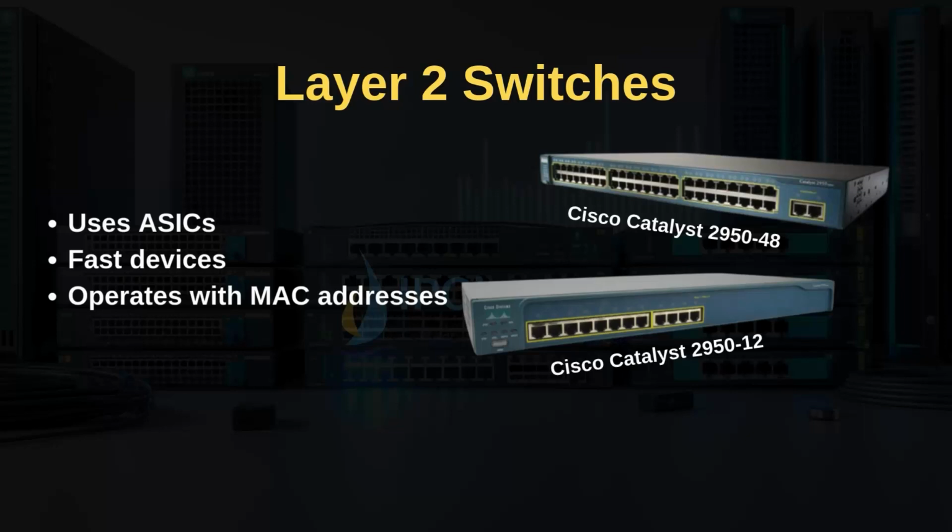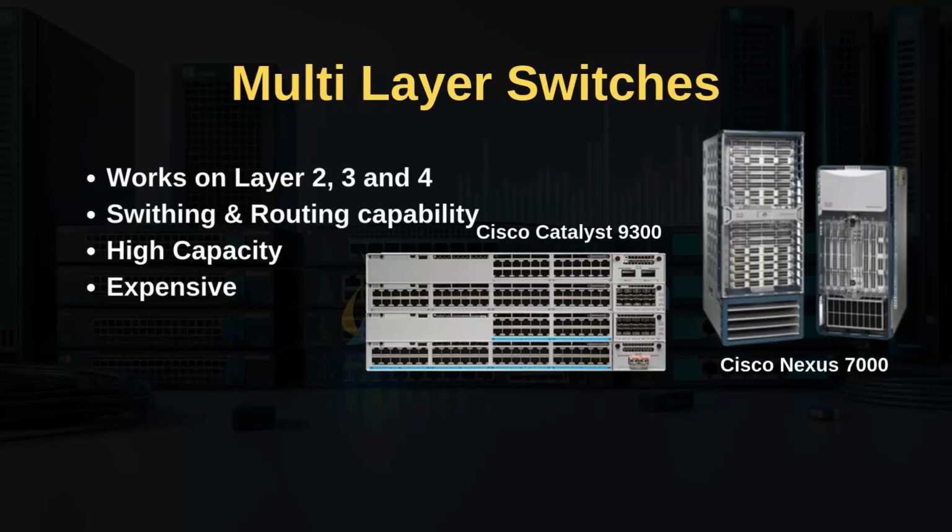A layer 2 switch uses ASICs, application-specific integrated circuits, so they are fast devices, and switches work with MAC addresses. A MAC address is a physical address of any device or interface. For example, your PC, your smartphone, or any other device has its own MAC on its NIC, network interface card. We will talk about it more in the following lessons.